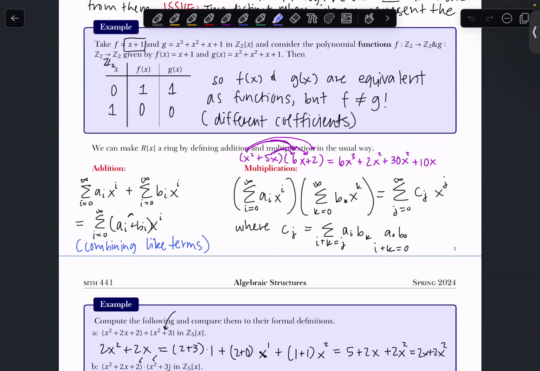Again, this is just formalism. The way that we actually multiply them, you can just do it as normal. It's only really important to us when we want to do proofs for general polynomials. We can't do the foiling because we don't have a specific polynomial to work with there.